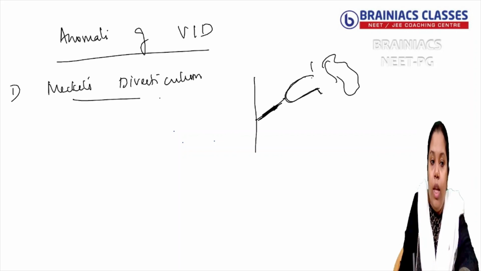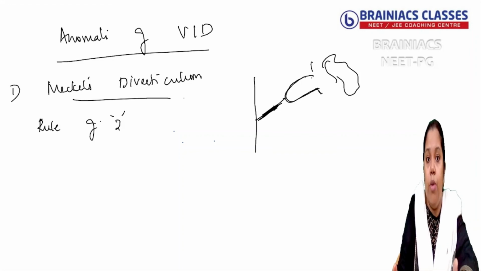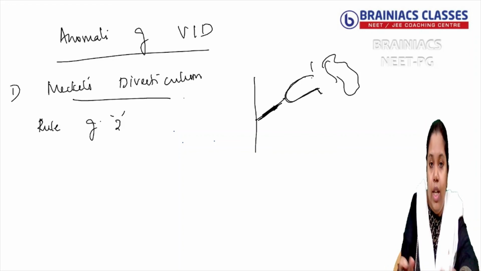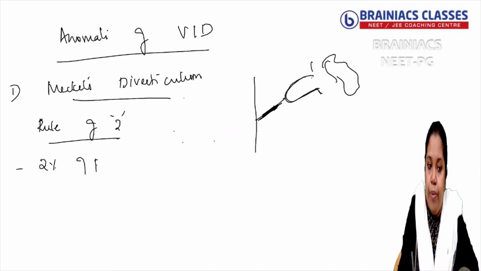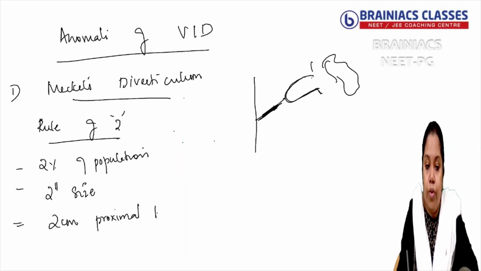If you take Meckel's diverticulum, it actually follows the rule of 2. I think you know what Meckel's diverticulum is: it is a persistence of the vitellointestinal duct on the intestinal side. The rule of 2 means that it is seen in 2% of the population, it is 2 inches in size, and it is present 2 centimeters proximal to the ileocecal junction.